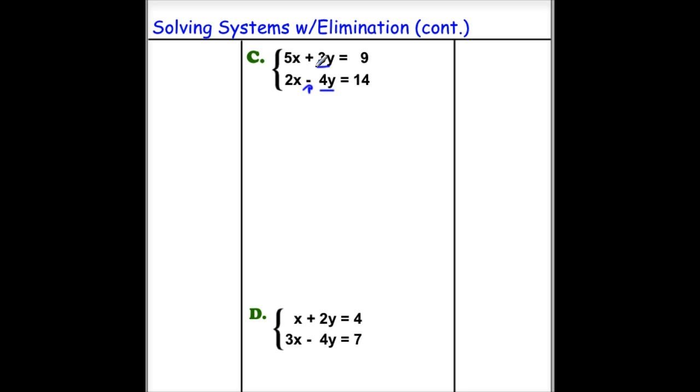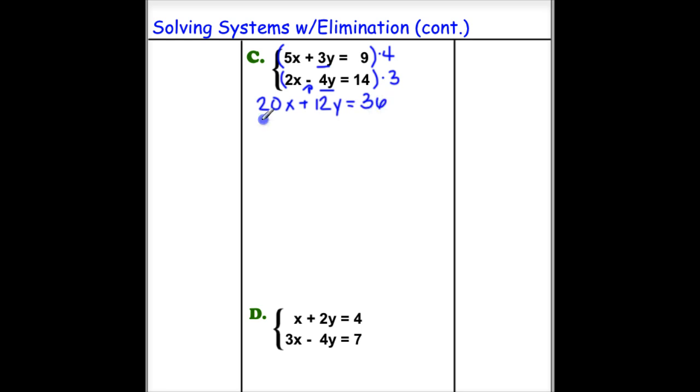I know that 3 and 4 both go into 12, so I'm going to multiply this whole equation by 4, and I'm going to multiply this whole equation by 3. And now doing that, it keeps everything equivalent, so then it'll work. 5x times 4 is 20x. 3y times 4 is 12y. And 9 times 4 is 36.